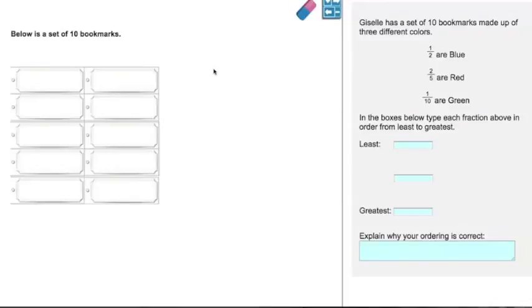To order these fractions from least to greatest, you are going to look at the three fractions and see if there is an obvious largest fraction or an obvious smallest fraction. 1/2, 2/5, or 1/10. 1/10 is obviously the smallest fraction. Only selecting one bookmark out of all 10 is the least you could choose.